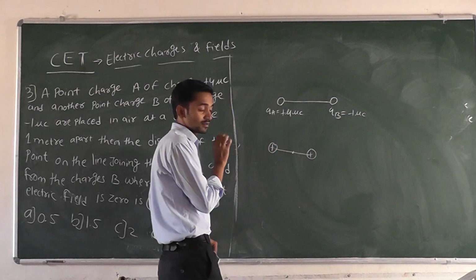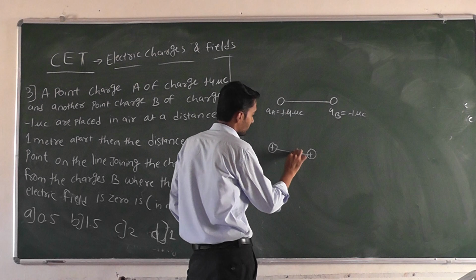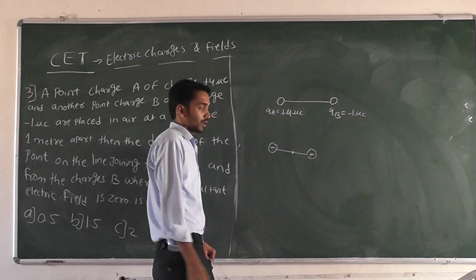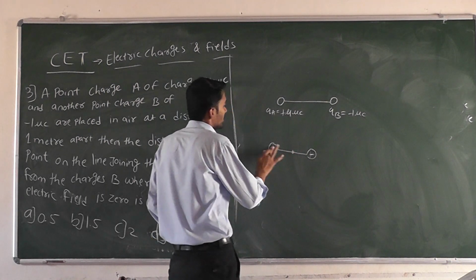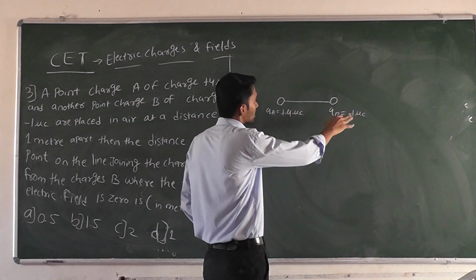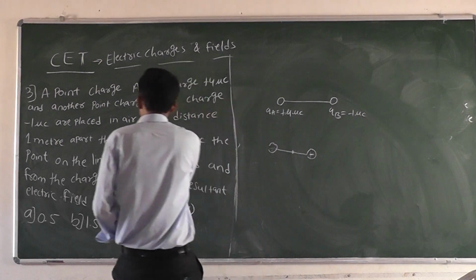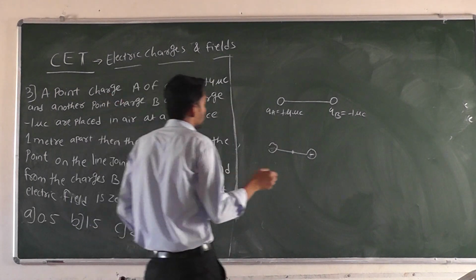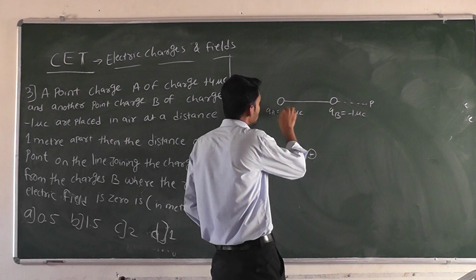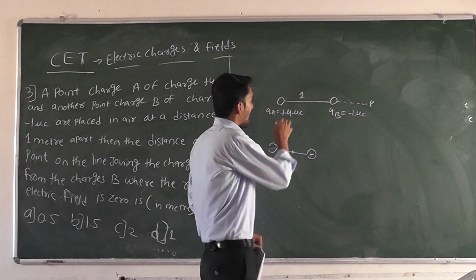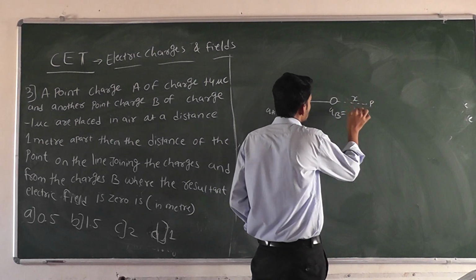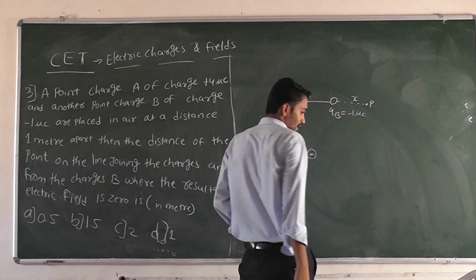Suppose the charges remain the same: if we take positive charges, the null point is at the center; if we take negative charges, the null point is also at the center. But in this case there are two different charges, QA is plus 4 microcoulomb and QB is 1 microcoulomb. We have to find the point from B where the resultant electric field is 0. We take a point P. We already know the distance between these two charges is 1 meter. The distance from charge QB to point P is taken as x.